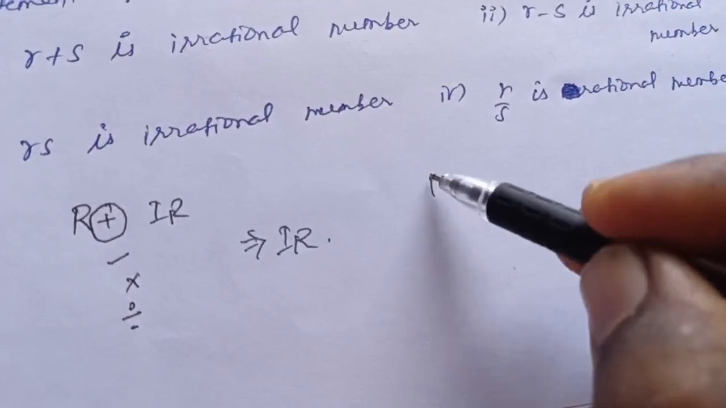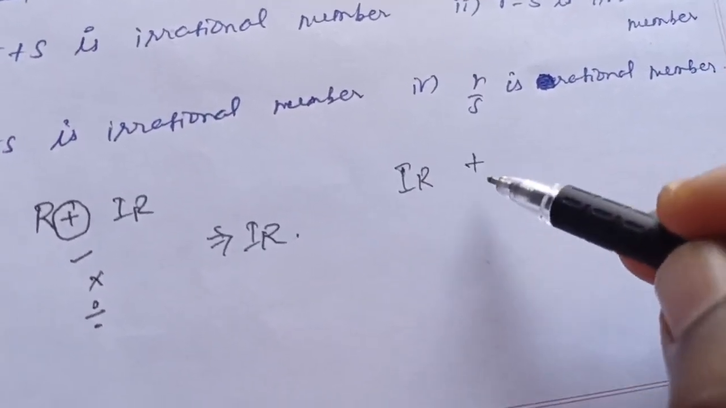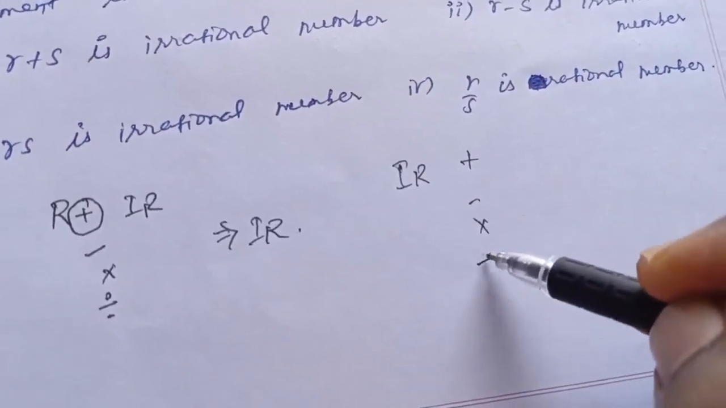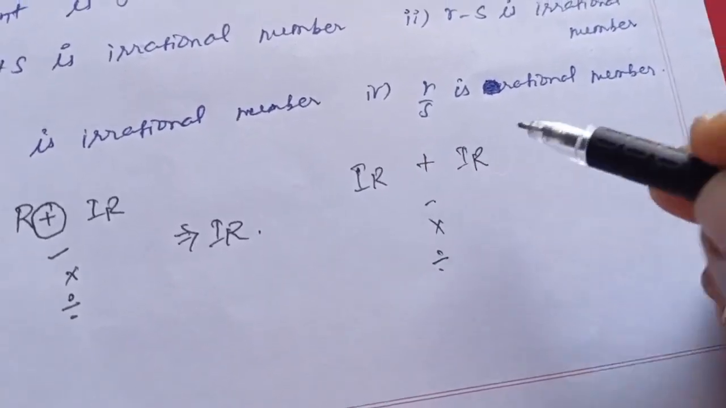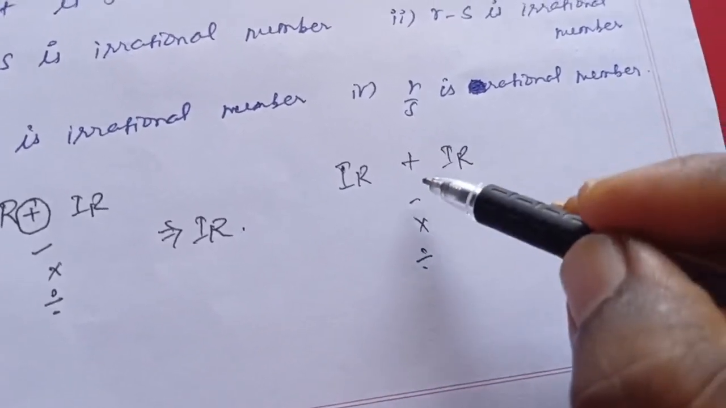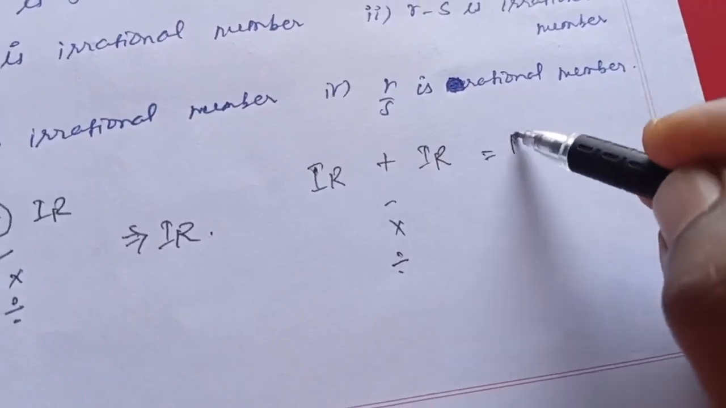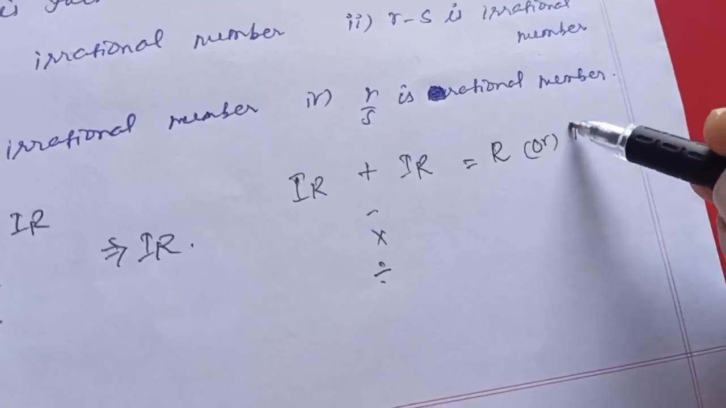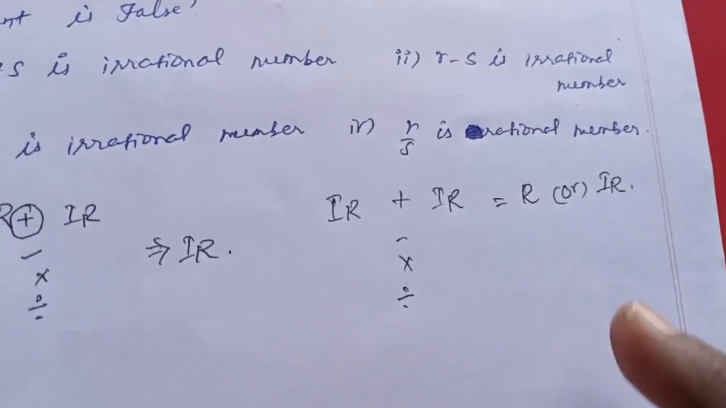And if you are doing the 4 fundamental arithmetic operations for 2 irrational numbers, it may be a rational or may not be a rational. So that is called rational number or irrational number.